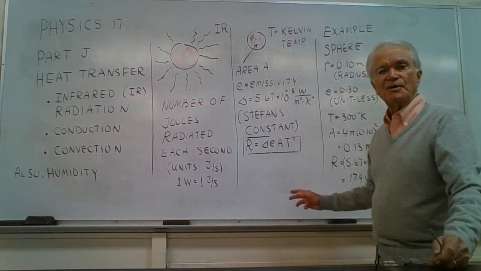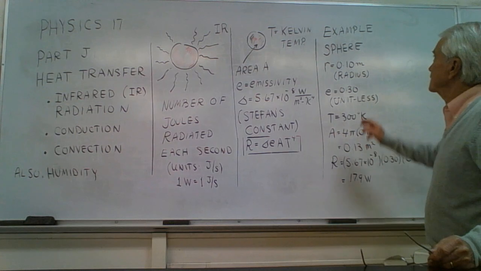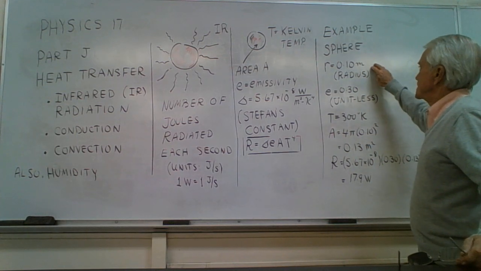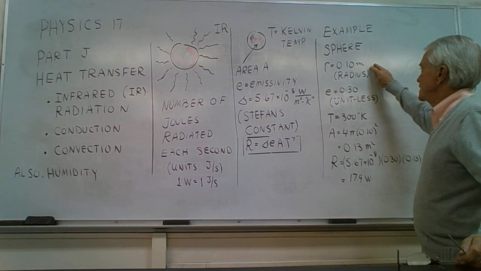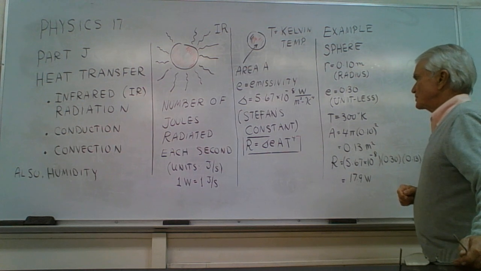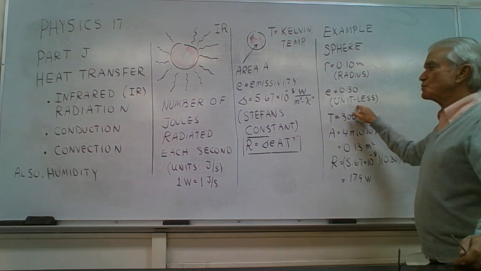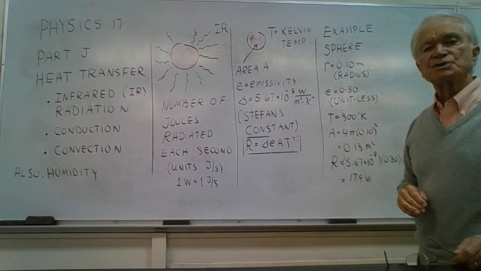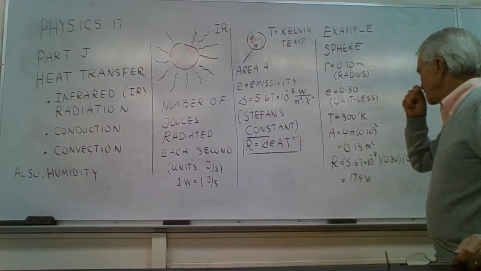I'll work a problem involving specific numbers. We'll have a sphere, suppose, whose radius is given as 1/10 of a meter. And suppose its emissivity is 0.30. And it's a unitless quantity, as I think I've already said. Suppose the surface temperature is 300 degrees Kelvin.